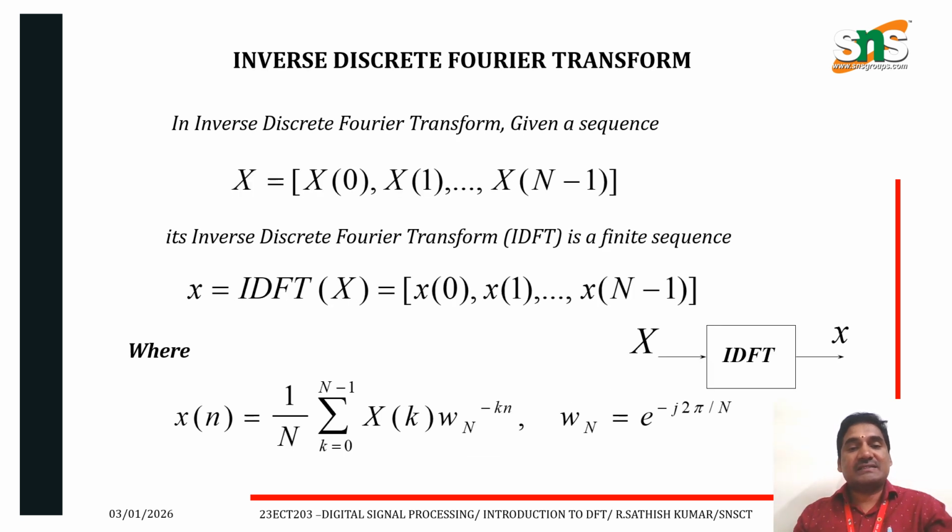Next one, inverse discrete Fourier transform. Small x is equal to IDFT of capital X. Small x varies from 0 to N minus 1. x of n is equal to 1 by N, summation k is equal to 0 to N minus 1, X of k into e power plus j 2 pi kn divided by capital N.